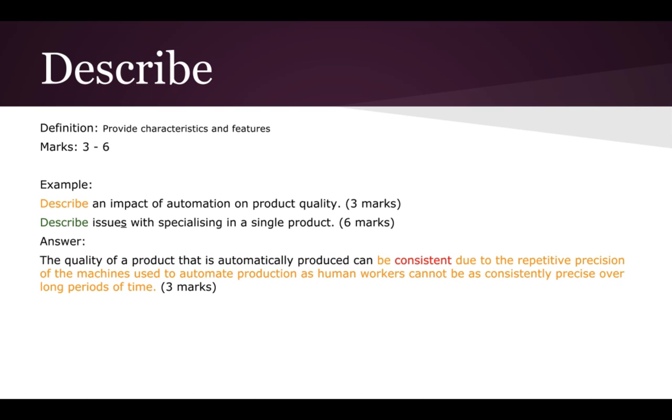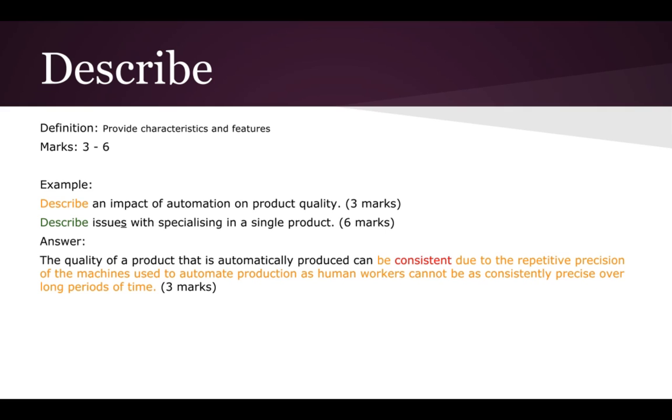Now, describe is a bit of a funny one. This is why I've got 2 in here. And again, if you see a describe for 3 marks as opposed to a describe for 6 marks, there's going to be a big difference. So I've given you an example here. Describe an impact of automation on product quality. That could be a question quite easily. However, it can only really be 3 marks because I'm only describing 1 impact.